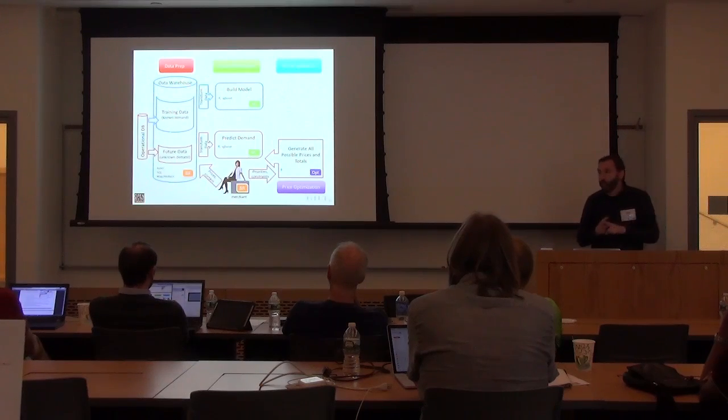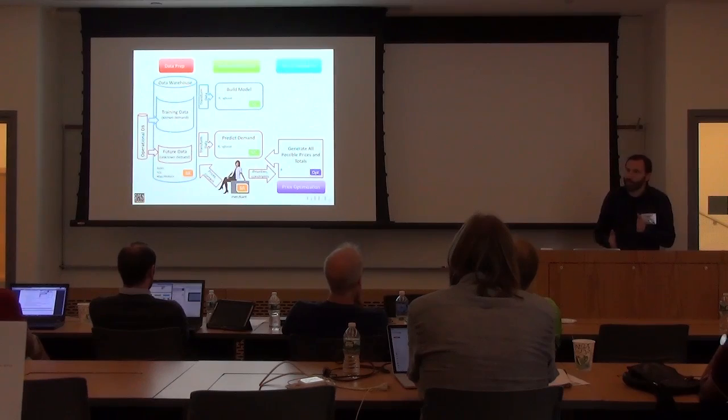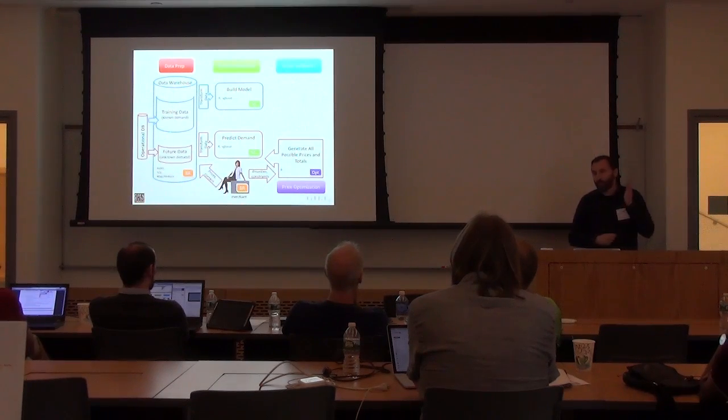And I generate all possible prices for all the items within the constraints that they gave me. So for example, they say, we want to have at least 40% margin, and we want to have at least 35% discount from MSRP. This gives me a window. And I fill this window with all possible price points.